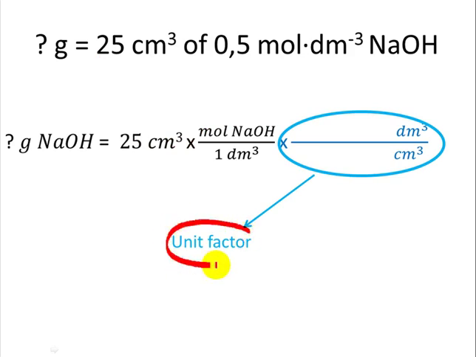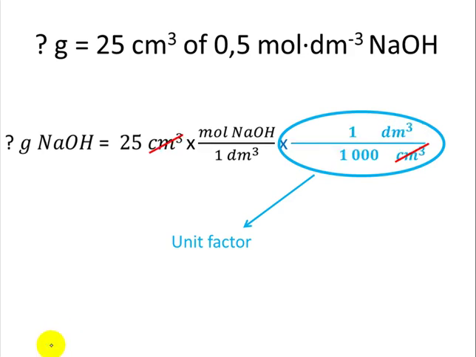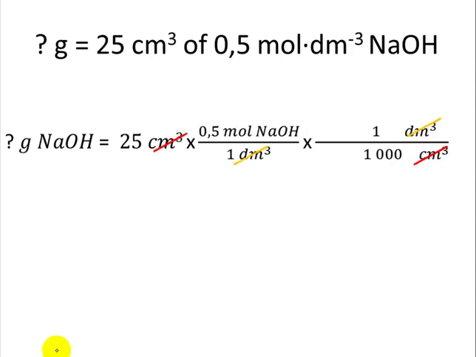So we can multiply that by a unit factor which converts centimeter cubed into decimeter cubed. Decimeter cubed at the top so that centimeter cubed cancels away and we introduce the unit that we want. And we know that 1 decimeter cubed is the same thing as 1,000 centimeters cubed. Right, so then we have converted centimeter cubed into decimeter cubed, and in that way we can also cancel away the whole unit of volume, which is good because we're trying to find out the mass. We don't want anything about volume.